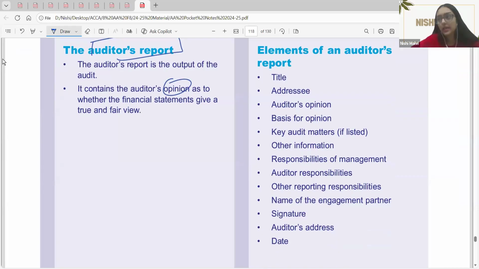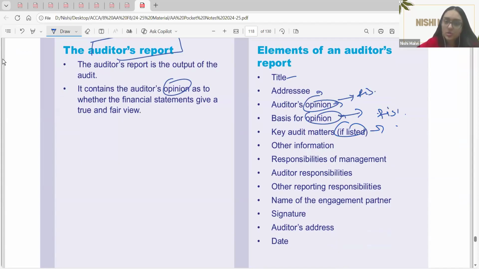In the report there is a title, then the addressee, the shareholders, and the auditor's opinion. Then the basis for opinion. Whether the auditor gives a disclaimer of opinion or an adverse opinion, they will just replace it with the basis for disclaimer of opinion. Key audit matters are required only for listed clients. Other information, which is general information, will be included. Responsibility of management will be there. Auditor's responsibility, other reporting responsibilities, name of the engagement partner, signature, auditor's address, and date will also be there.